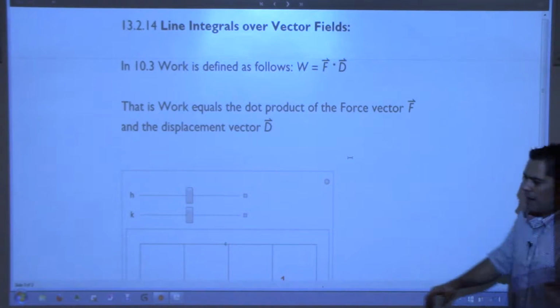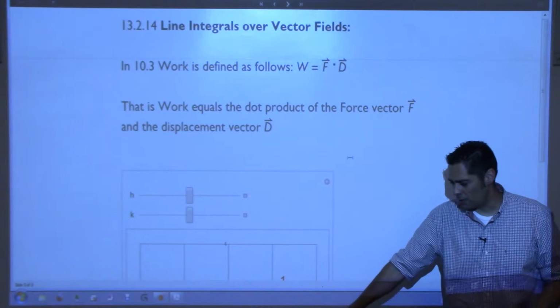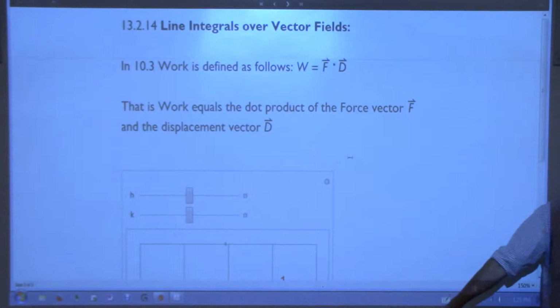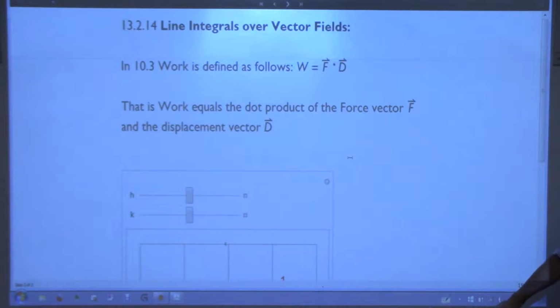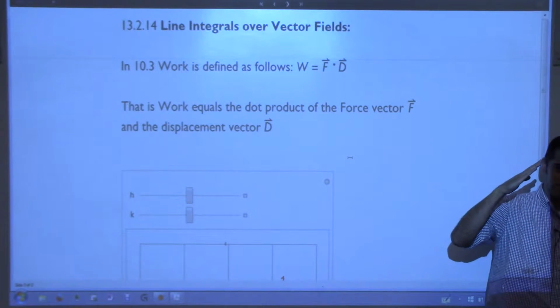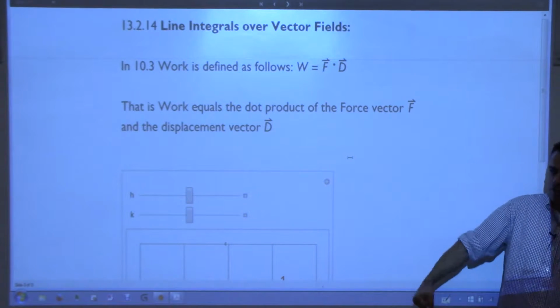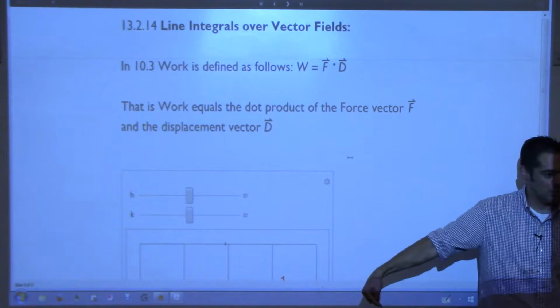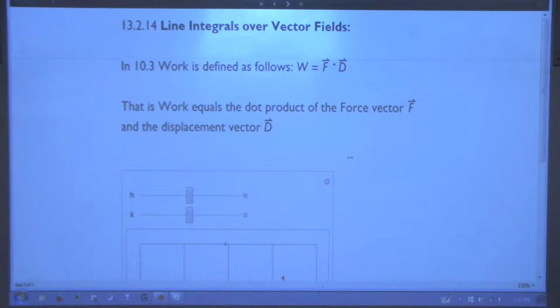So if you're dragging a cart across the ground like this, you're applying a force, and that force can be viewed as having an angle and a magnitude. So you have a direction and magnitude, and then as you move the thing around, it's going to move from one place to the other. It's going to have a displacement vector also. Work is defined to be the dot product of those two.